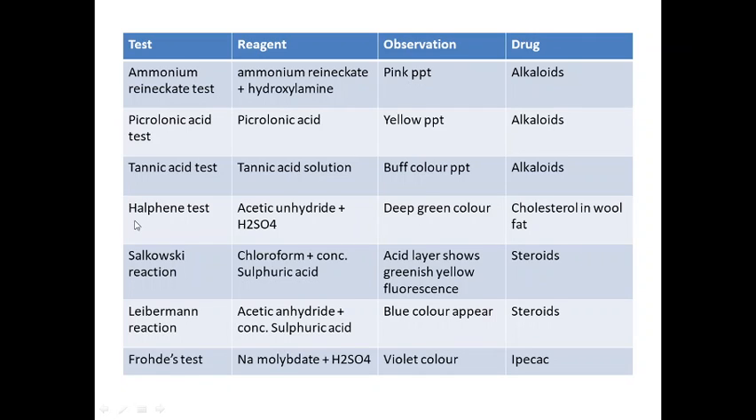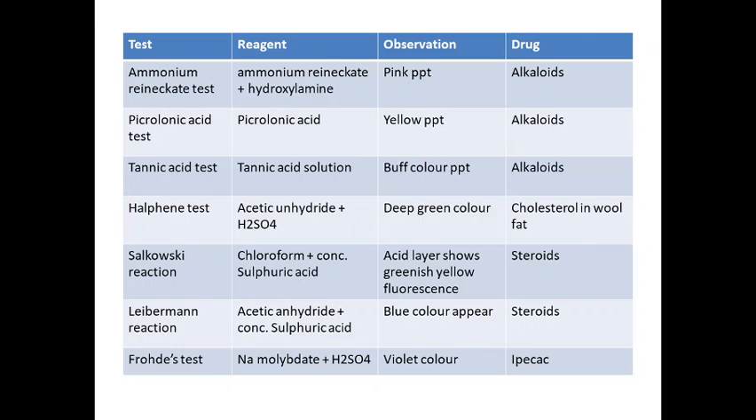Just see next the Liebermann-Burchard test, which is used for the identification of cholesterol which is present in wool fat. So in this test, acetic anhydride and sulfuric acid are used as reagents, and this cholesterol in wool fat shows the deep green color in presence of the reagent.